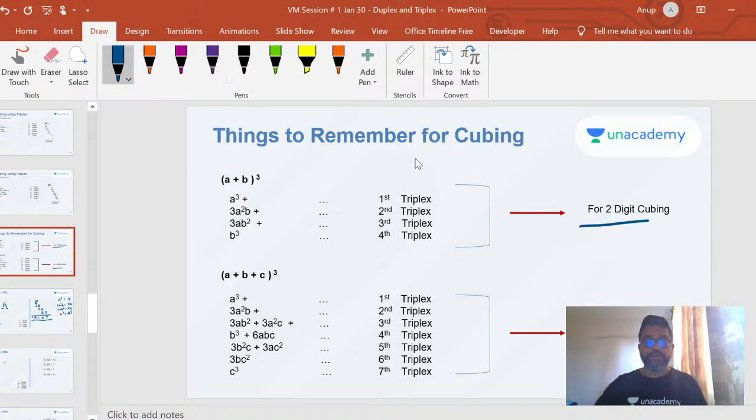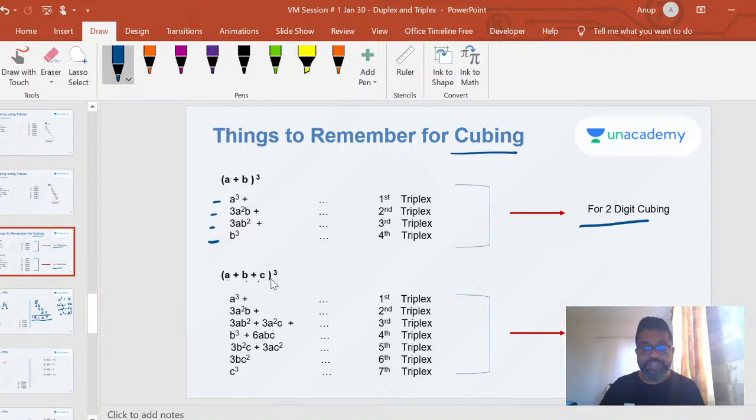So we were trying to find out how to do a two-digit cubing and a three-digit cubing. For a two-digit cubing, these are the terms that you need to know. This is called the first triplex, second triplex, third triplex, and a fourth triplex. You simply add them up together, and that's how you form your cube. Similar for these three terms as well.